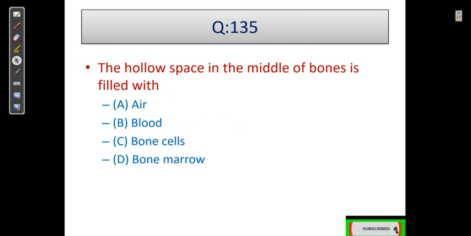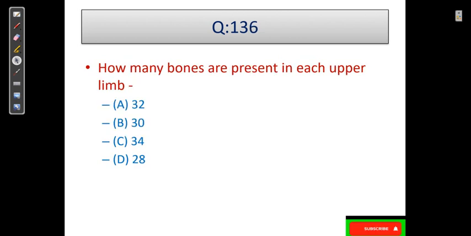Hollow space in the middle of bones is filled with air, blood, bone cell, or bone marrow. So it is filled with the bone marrow. How many bones are present in each upper limb? 32, 30, 34 or 28? So the correct answer is 30.